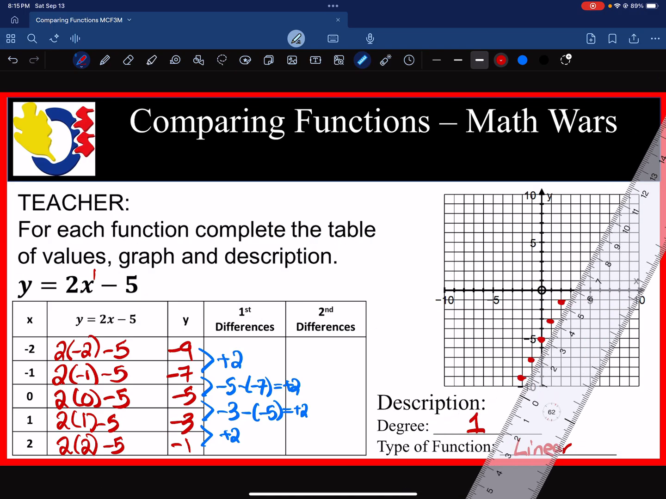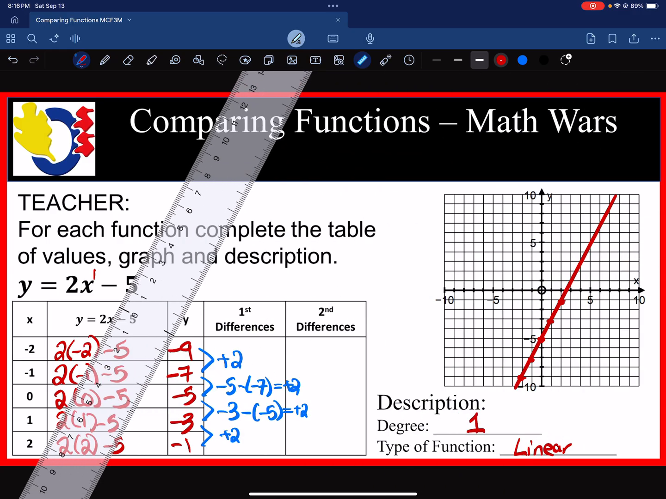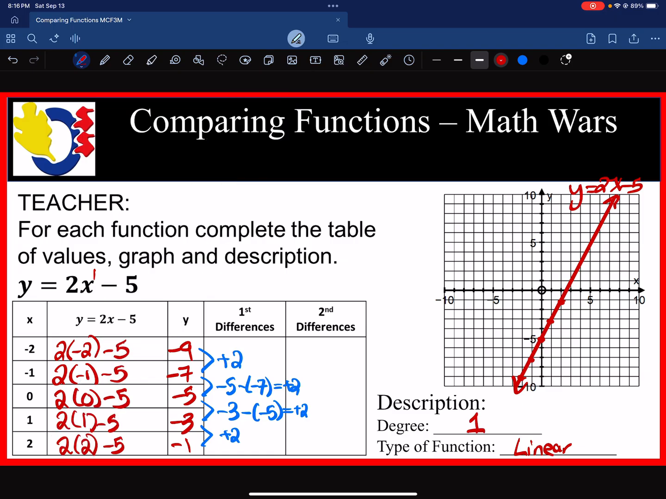We're going to connect the dots. And then we're going to label our line using good communication. So y is equal to 2x subtract 5. All right, let's try one more.